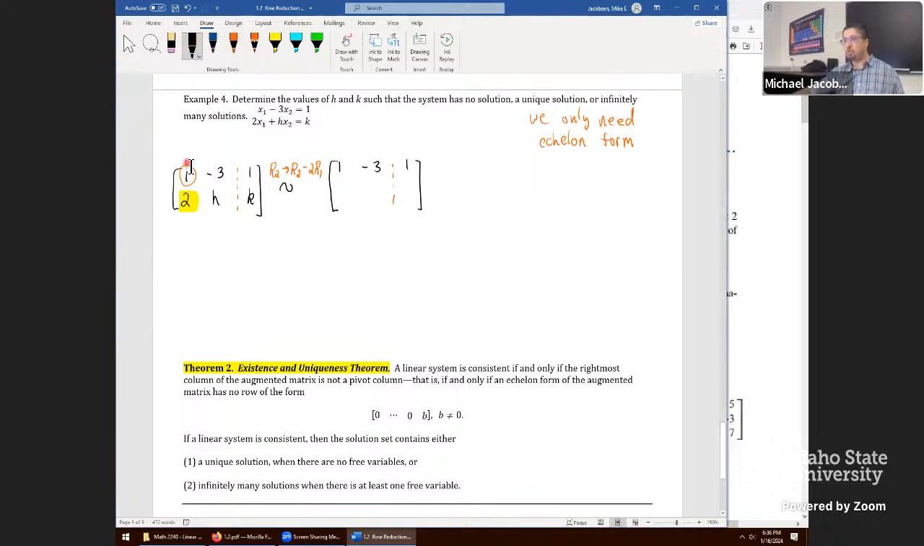Let's check the operation. Multiply by -2, add below. So that'd be a 0. This will be h plus 6 on this one. And here, this will be k minus 2. All right, so now we have three different things we want to take a look at. Let's start with this one. No solution.